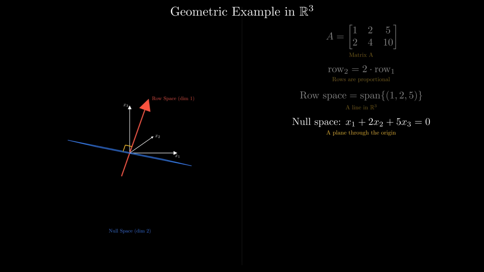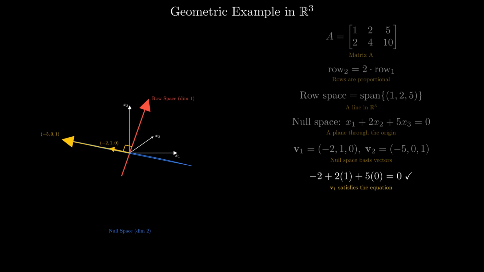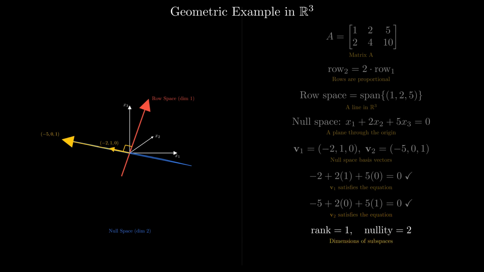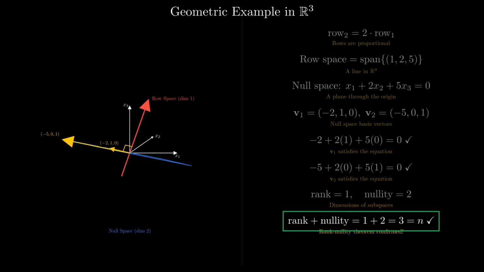We can verify the orthogonality. The direction vector 1, 2, 5 is perpendicular to the plane. Two basis vectors for the null space plane are -2, 1, 0, and -5, 0, 1. You can check these satisfy the equation. For -2, 1, 0, we get -2 plus 2 plus 0, which equals 0. For -5, 0, 1, we get -5 plus 0 plus 5, which also equals 0. So the rank is 1, the nullity is 2, and 1 plus 2 equals 3, the full dimension of R3. The rank nullity theorem checks out perfectly.